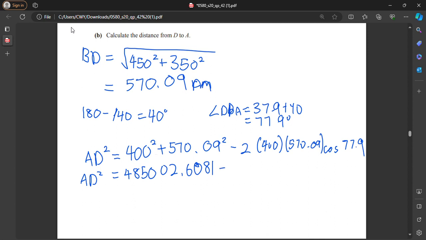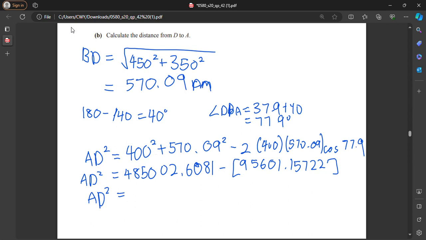8.6081 minus, so here is 2 times 400 times 570.09 times cosine of 77.9. So 95601.15722. So AD square is equals to 48500.6081 minus 95601.15722.